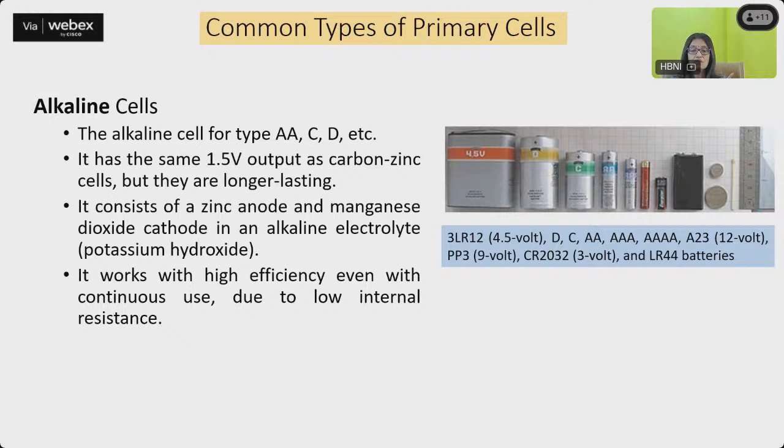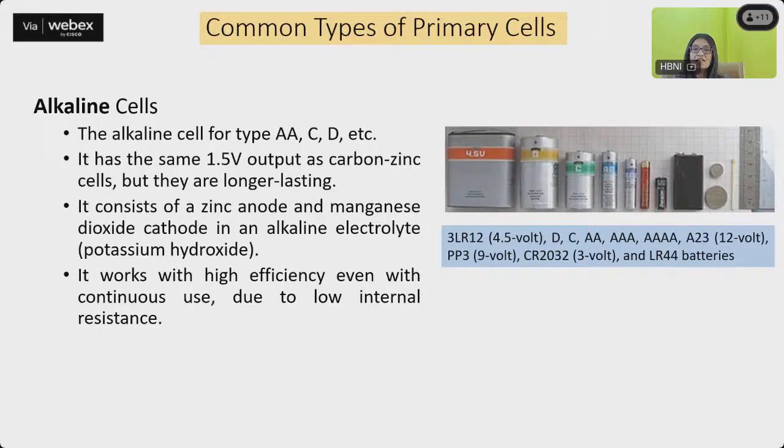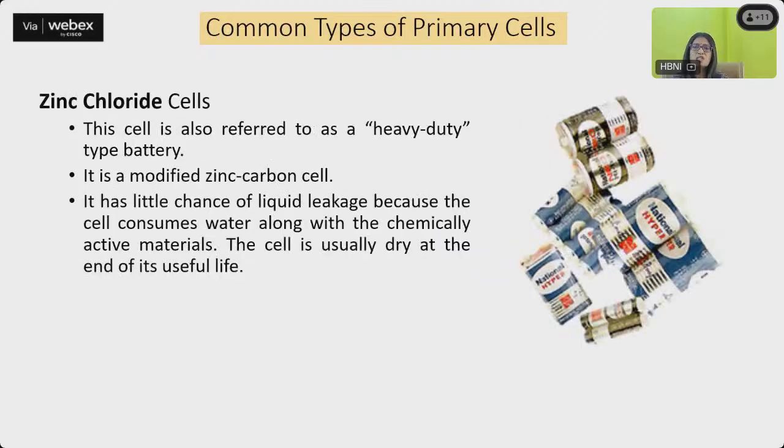If you see the carbon zinc dry cells, the performance of the cell is better with intermittent operation, whereas alkaline cells work better with continuous use. Another type of primary cell is the zinc chloride cell, which is also referred to as a heavy duty type of battery.